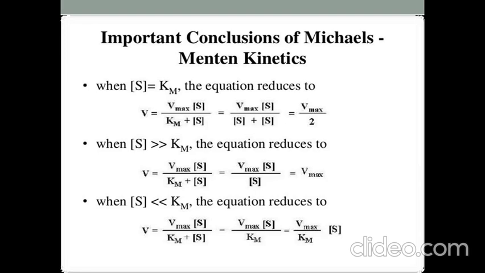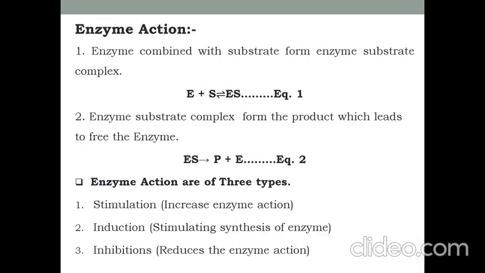Now, this is the most important slide where we discuss enzyme actions. When enzyme combines with the substrate to form the enzyme-substrate complex, E plus S leads to the formation of ES. ES is the enzyme-substrate complex. The enzyme-substrate complex forms product, which leads to free enzyme: ES gives P plus E. P means product and E is free enzyme.